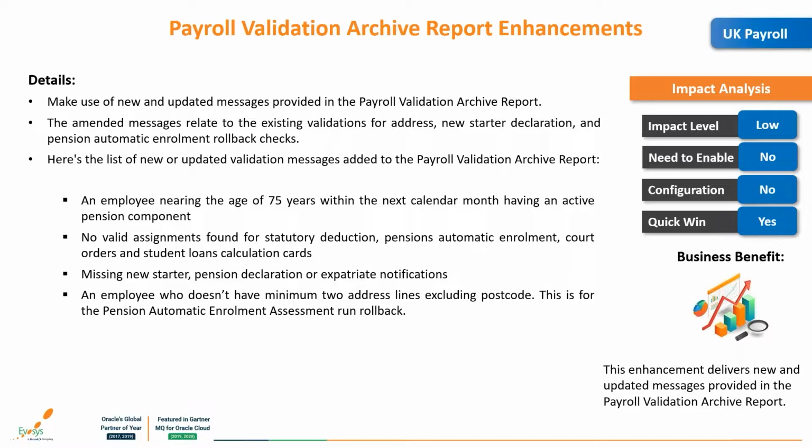Keeping this in mind, Oracle is coming up with enhancements in this particular report. We have four new and updated messages which are added to the payroll archive report. The first: an employee nearing the age of 75 years within the next calendar month having an active pension component. You're going to see this message from the 22C upgrade onwards so that you can correct the data and ensure that there are no errors in payroll.